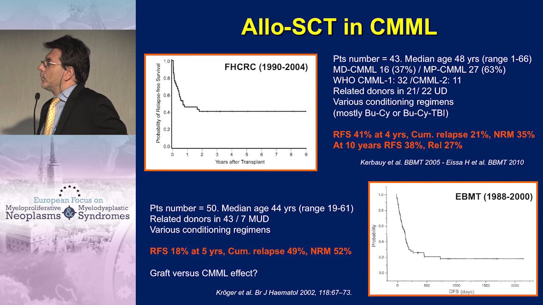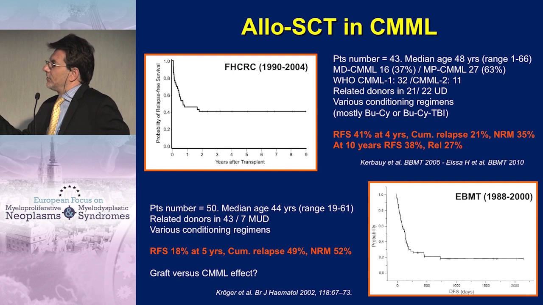Now, a few words about allogeneic stem cell transplant, because you know this is the only option that is curative for this disease. The results come only from retrospective studies. This is the Fred Hutchinson series that was published a few years ago, and then it was also updated later on in a second publication. What you can see here is that the relapse-free survival at 10 years is 38%. So it's nice because we have a plateau, so we can really cure a minority of patients. But the mortality is also high, the transplant-related mortality is 35%, and the relapse rate is up to 27% at 10 years.